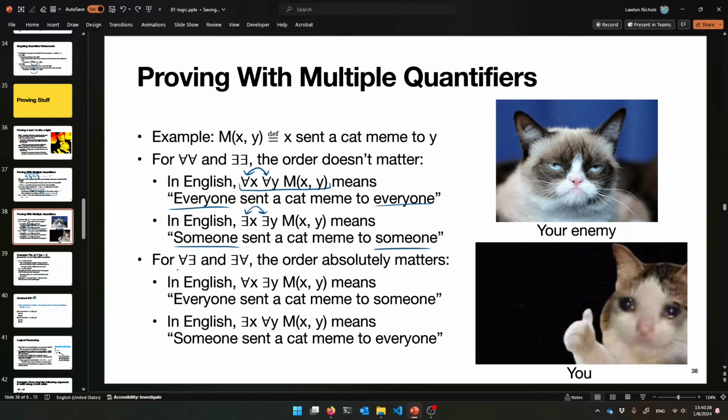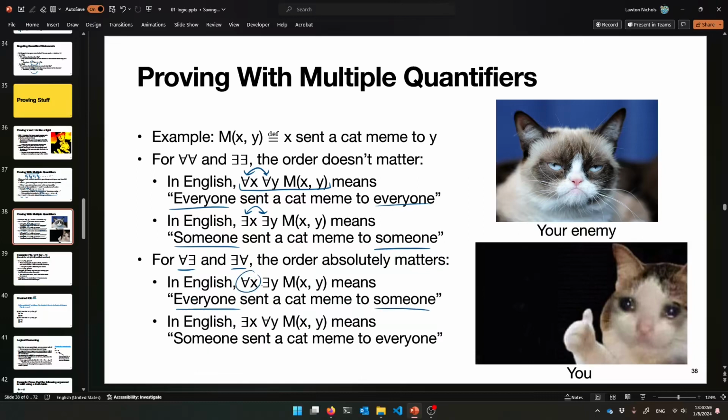So for all there exists, or there exists for all, when they flip-flop, do you see how these both mean different things? So for all x, there exists a y such that m of x, y is true. That's for all quantifying over the senders. Do you see that? For all quantifying over the senders and existentially quantifying over the receivers. So this is trying to say that everyone, because x ranges over everybody, everyone sent a cat meme to somebody. All right, you get to pick a different somebody for each person, but everyone sent a cat meme to someone because that's the order.